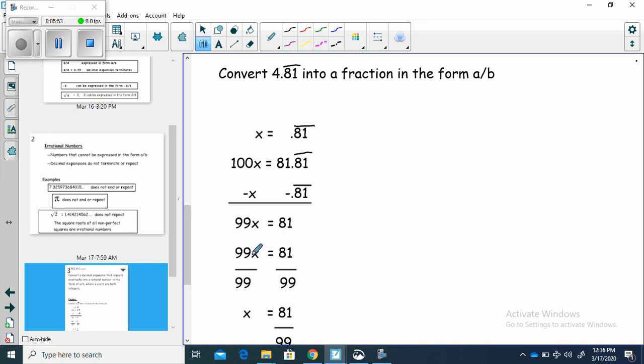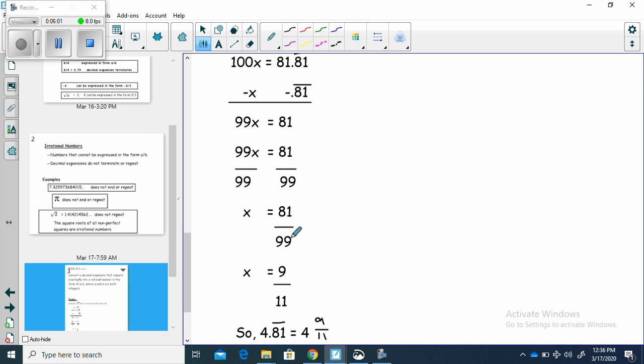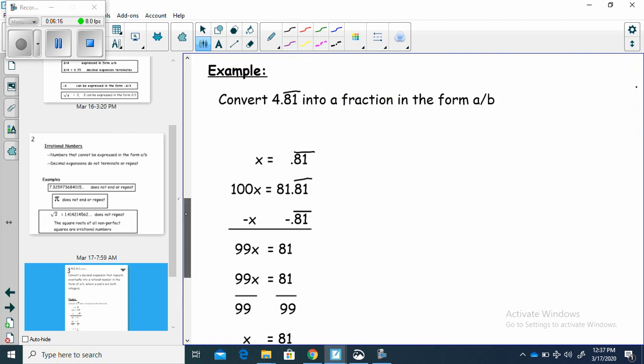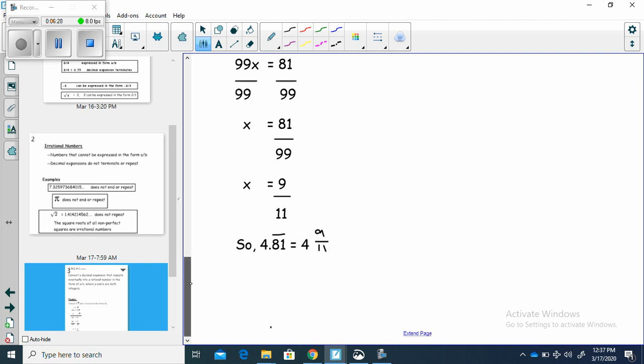If I divide both sides by 99 to get the x by itself, I wind up with x is equal to 81 divided by 99, or 81/99. If I reduce this, if I take 9 out of both of these, I wind up with x is equal to 9/11. Now let's not forget, up here at the top, we started with 4.81, so we're going to have to put that in. 4.81 repeating is going to be equal to 4 and 9/11. That covers our rational and irrational numbers, and it covers converting a repeating decimal into a fraction.